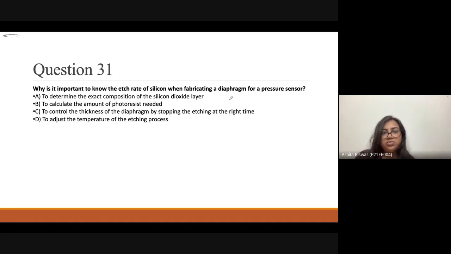Why is it important to know the etch rate of silicon when fabricating a diaphragm for a pressure sensor? The first option is to determine the exact composition of the silicon dioxide layer. The second option is to calculate the amount of photoresist needed. The third option is to control the thickness of the diaphragm by stopping the etching at the right time. And option D is to adjust the temperature of the etching process. So which one is the right answer? The right answer is option C, to control the thickness of the diaphragm by stopping the etching at the right time.